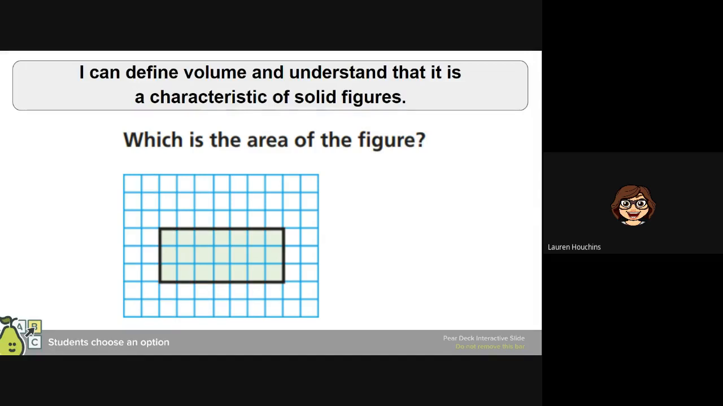So I want you to find the area of this figure. Think back a long time ago in fourth grade about how you find area and choose the option. If you chose 21, you are correct.